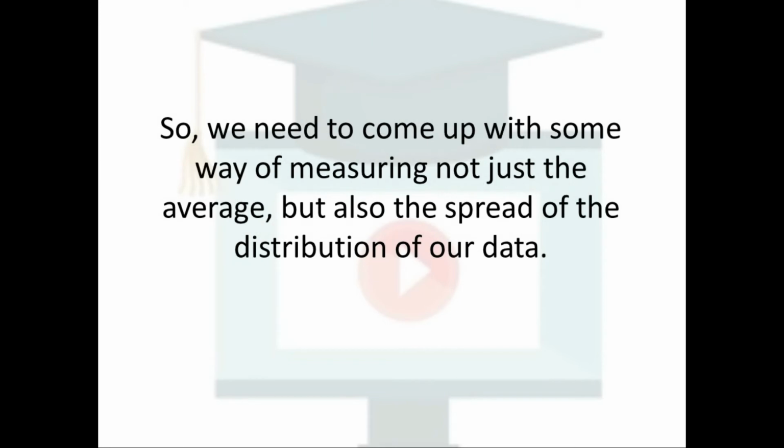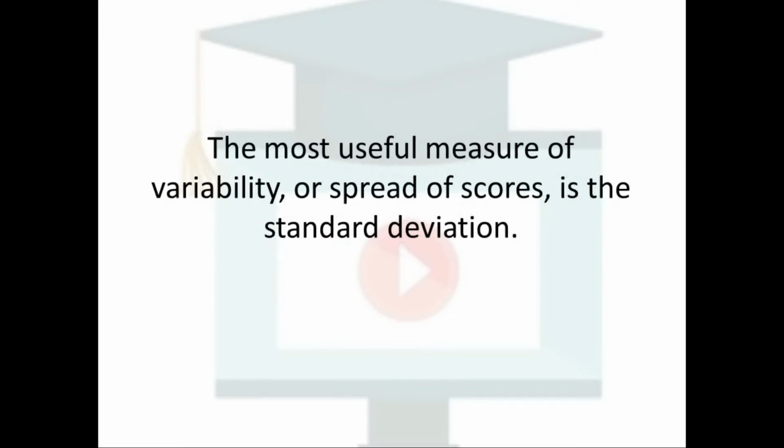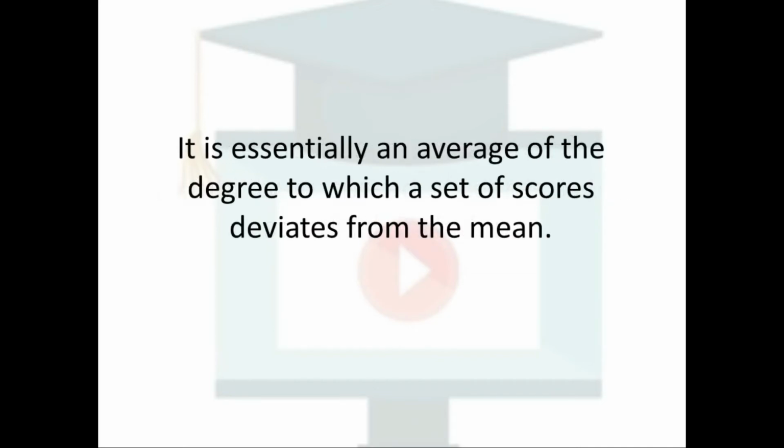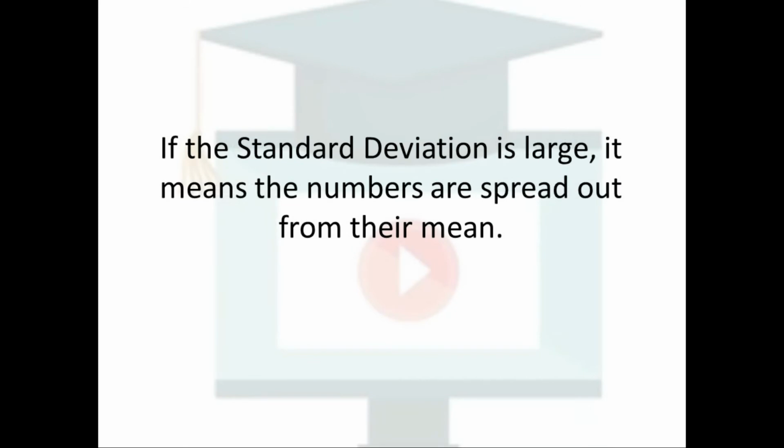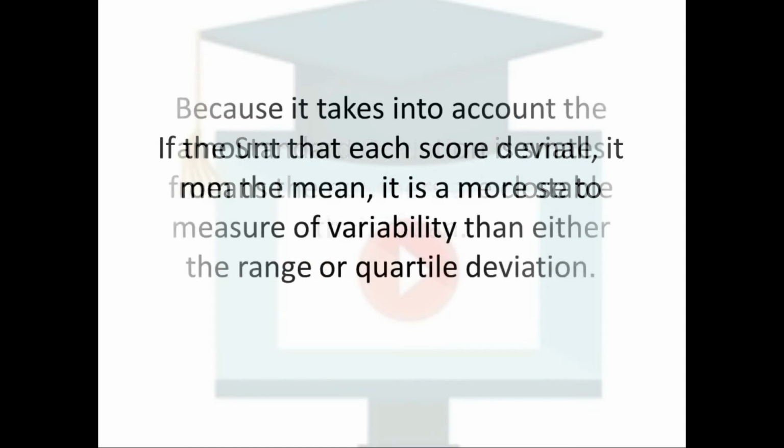So, we need to come up with some way of measuring not just the average, but also the spread of the distribution of our data. The most useful measure of variability, or spread of scores, is the standard deviation. It is essentially an average of the degree to which a set of scores deviates from the mean. If the standard deviation is large, it means the numbers are spread out from their mean. If the standard deviation is small, it means the numbers are close to their mean.